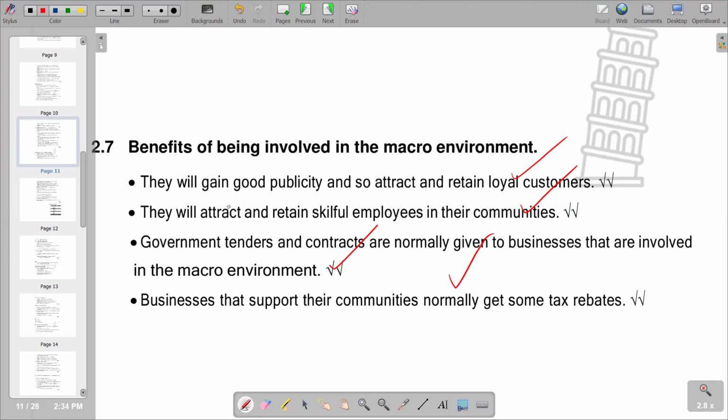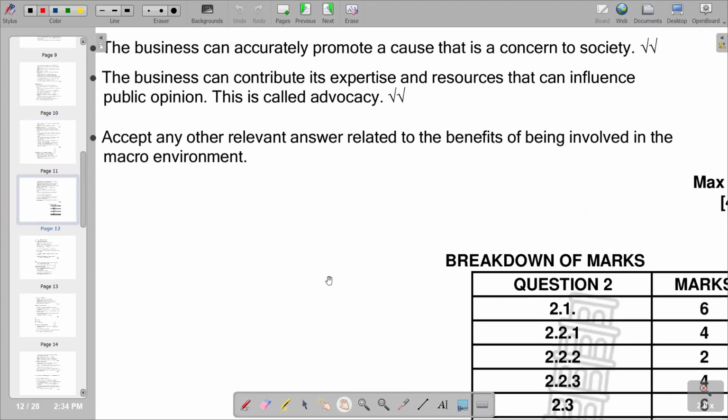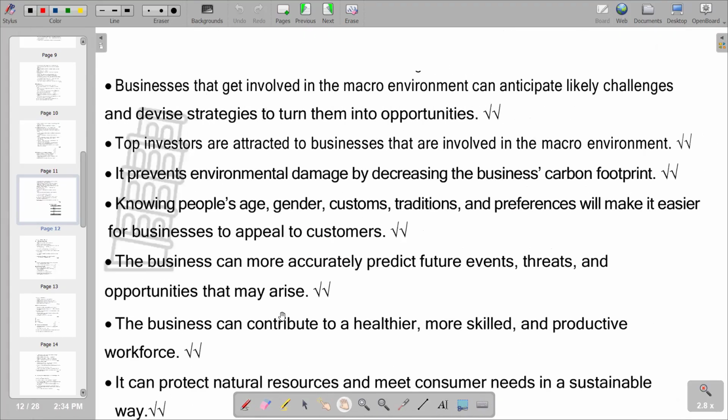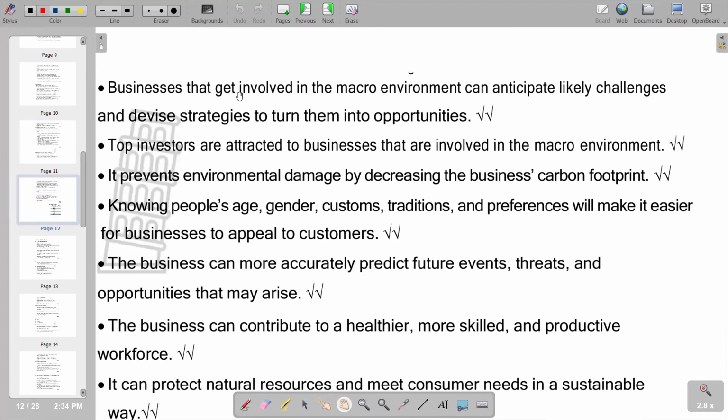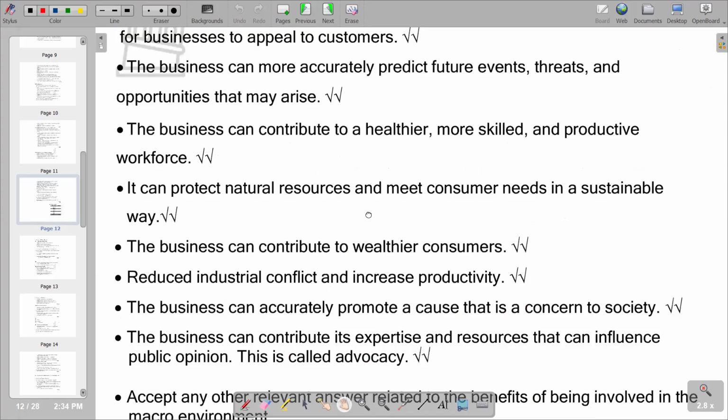So these are some of the benefits that we have, and we have an extension of those benefits on the next page, whereby on the first point we are saying that businesses that get involved in the macro environment can anticipate likely changes and devise strategies to turn them into opportunities. So we have a rundown in terms of those benefits.